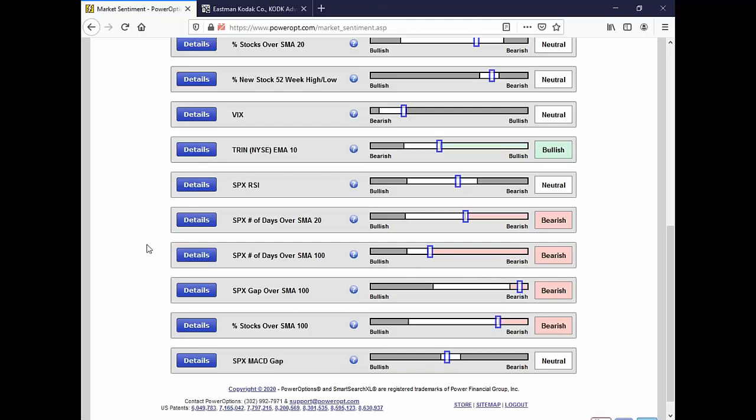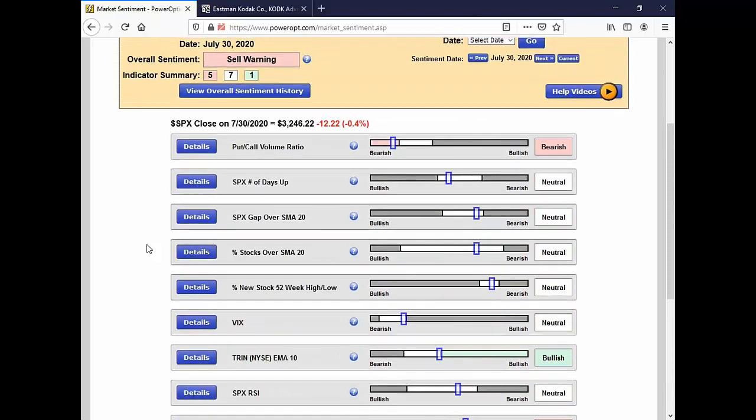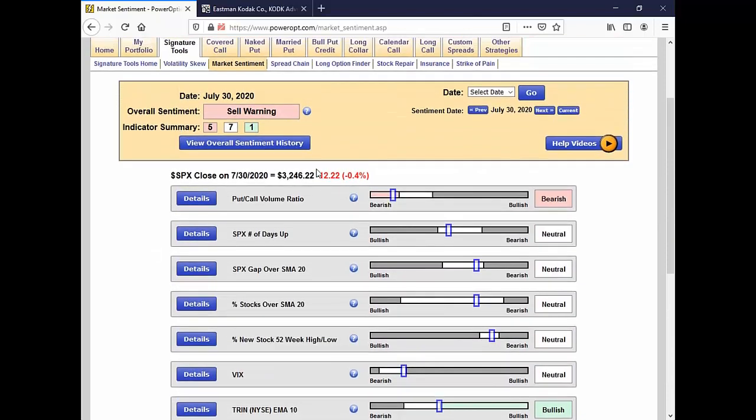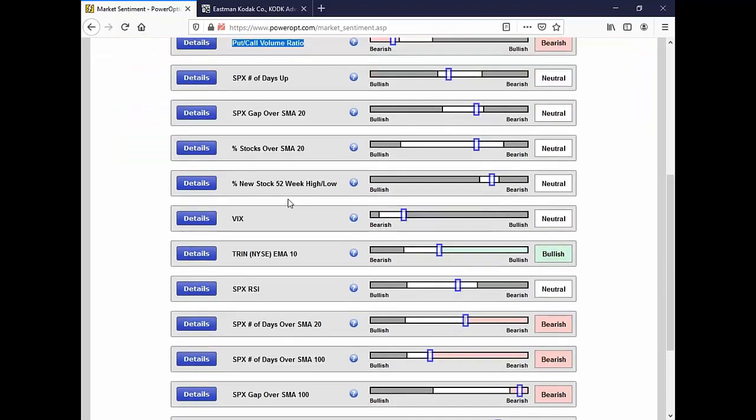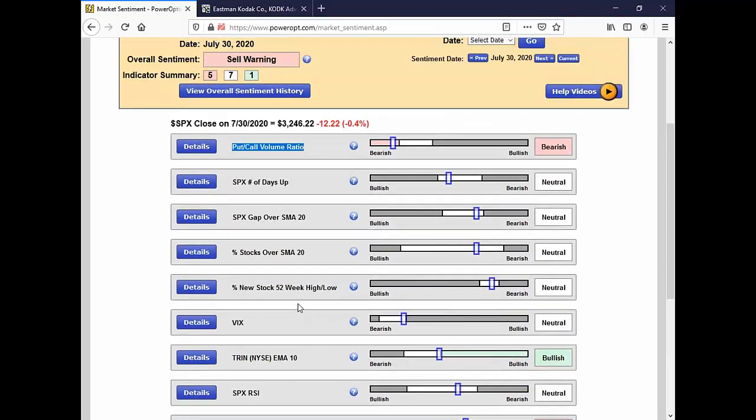Okay, so when we're looking at this screen, and we see here that we're in a sell warning and it's pulled back slightly, only 0.4%. The idea is that when you have 4 or 5 bearish indicators set, which you may have 2 bullish and, let's say 6 neutral, whatever it is, but when you start to get into the 4, 5, and 6 range, that's when the sell warning is triggered. Okay? And it's an indication that some of these fundamental and technical criteria are overextended and likely point to a pullback in the market, which would be shorter term.